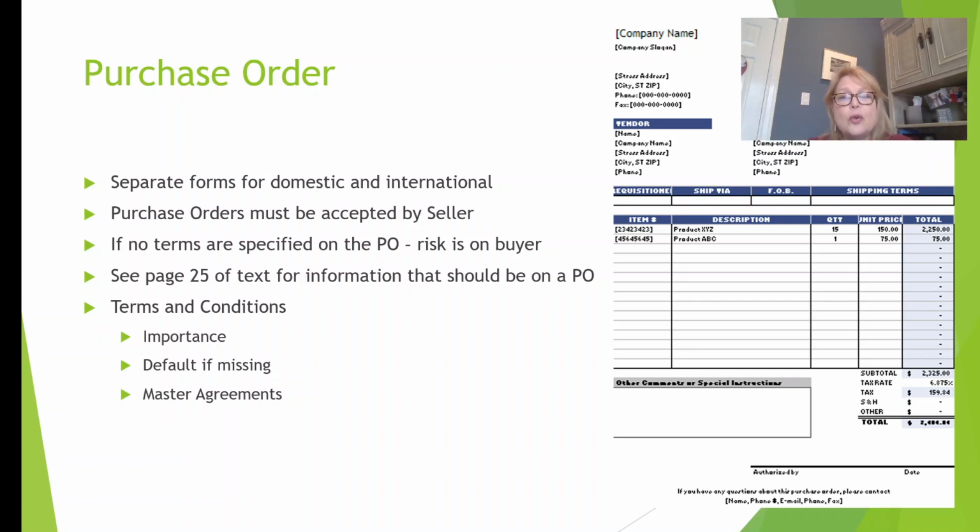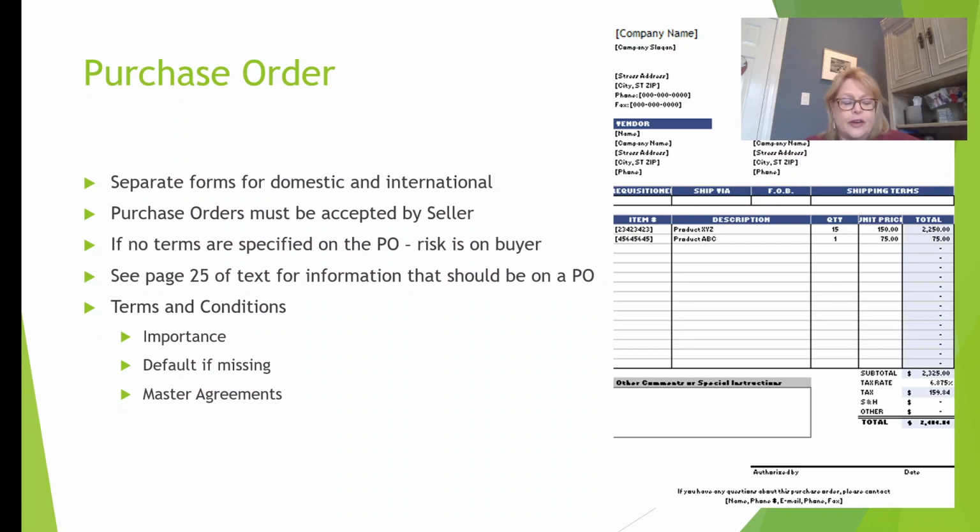If there is no specific term on here, you can see in that gray box toward the bottom, it says other comments or special instructions. If I don't tell them anything special that I need, then I get what I get. So it's very important that a purchase order is specific, especially in an international transaction. If you bought the textbook, on page 25 there's a list of things that should be on a PO. I've also provided that to you in a file on Canvas.